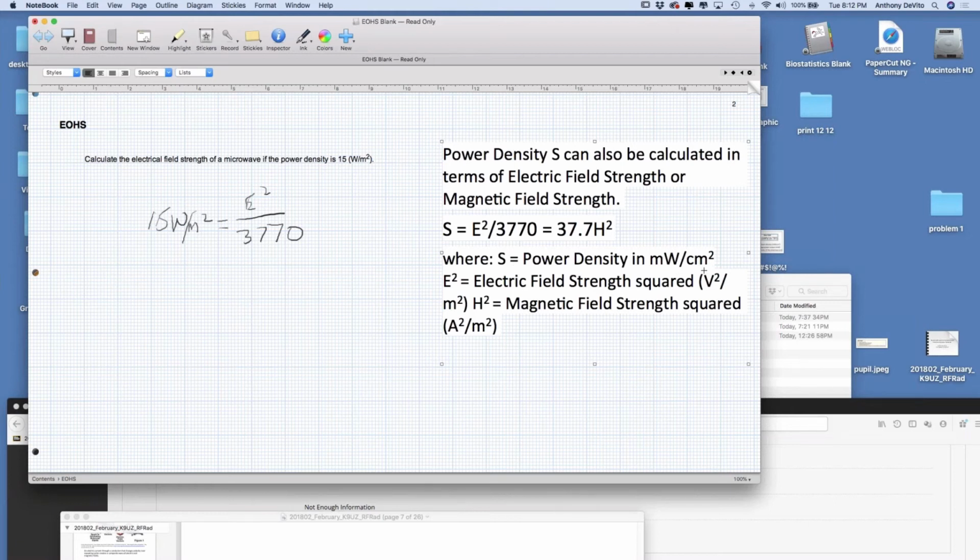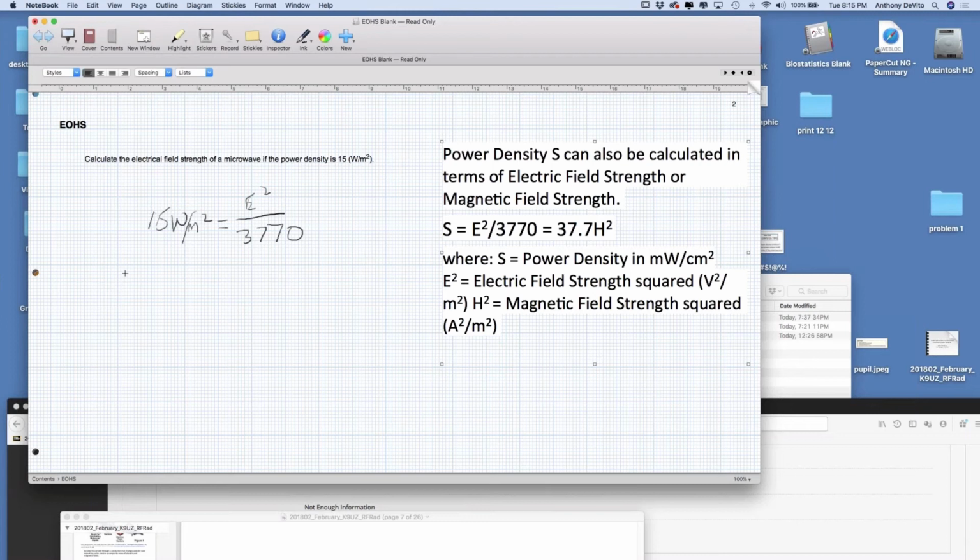So I'm going to have to do some conversion here. 15 watts per square meter. Okay, so now we have 15 watts that's collected over a square meter. I want to know the equivalent power per square centimeter. So it's going to be less than 15 watts.